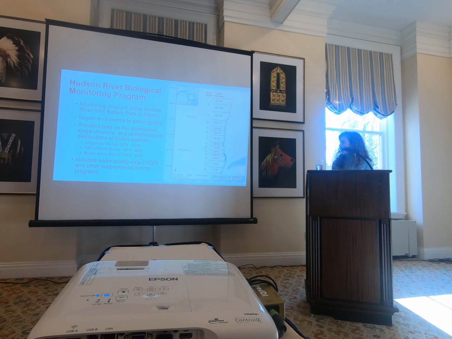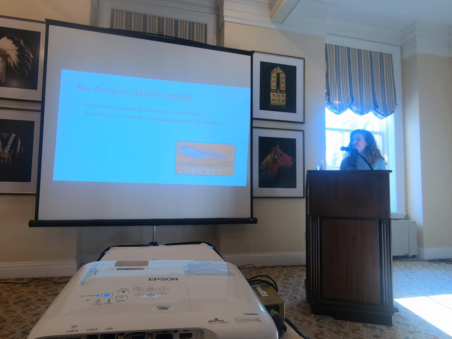And this figure is from Chang et al. 2023. It's a map of the Hudson River Estuary divided into the 13 different regions that are sampled by the HRBMP. So going into bay anchovy, they're a small coastal species found along the Atlantic coast. They only get to be about 10 centimeters. They're very cute. This figure is not to scale, obviously. They're commonly the most abundant ichthyoplankton in mid-Atlantic Bight estuaries.